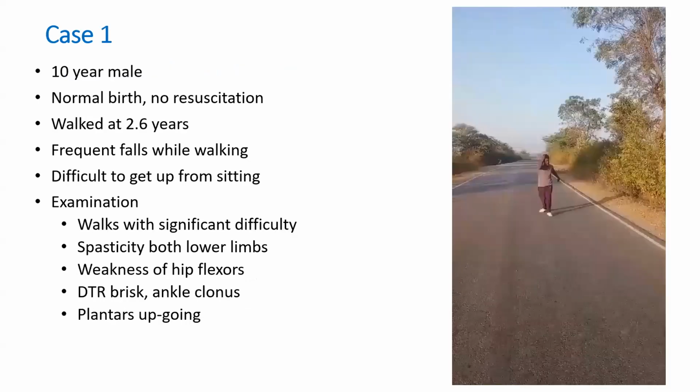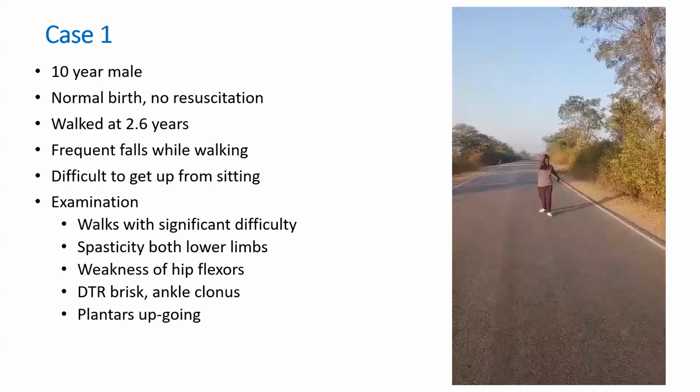So let's move on to the cases. This is a 10-year-old boy. He was born at term, no resuscitation at birth. He walked at 2.5 years, so that's slightly late, and he has frequent falls while walking. He finds it difficult to get up from sitting position.